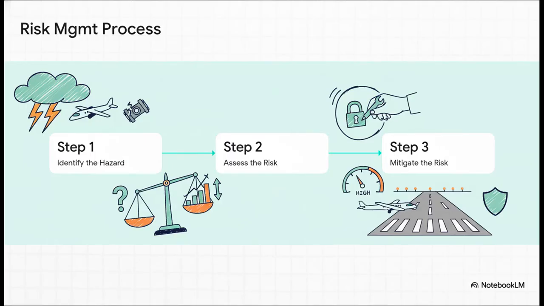When you boil it all down, risk management is really just a simple, repeating, three-step process. First, you identify the hazard. Basically, what's out there that could bite me? Second, you assess the risk. You ask, okay, how likely is this to happen? And if it does, how bad is it going to be? And third, you mitigate the risk. You figure out, what am I going to do about it? The key here is that this isn't something you do once during pre-flight. It's a constant loop running in the back of your mind. And that's the habit you have to build in your students.